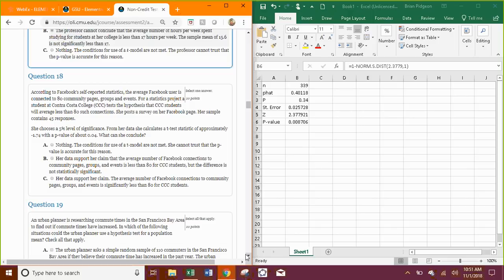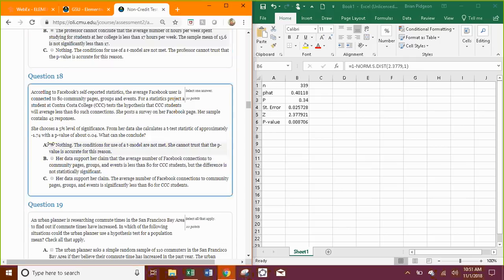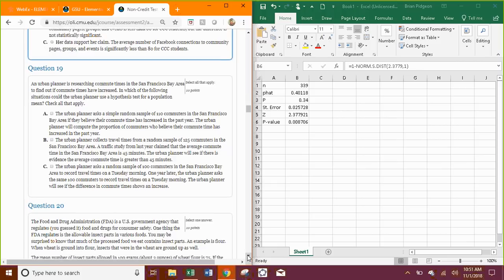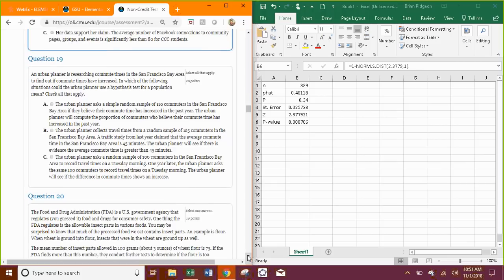According to Facebook's self-reported statistics, the average Facebook user is connected to 80 community pages, groups, and events. For a statistics project, a student at CCC tests the hypothesis that CCC students will average less than 80. She posts a survey on her Facebook page. Well, she cannot use the t-test for this, because it's not a random sample. It's a voluntary response sample.